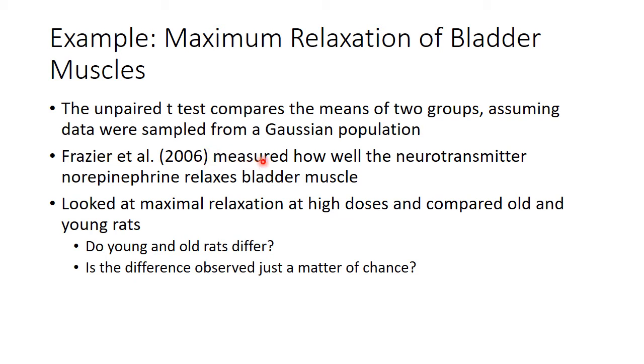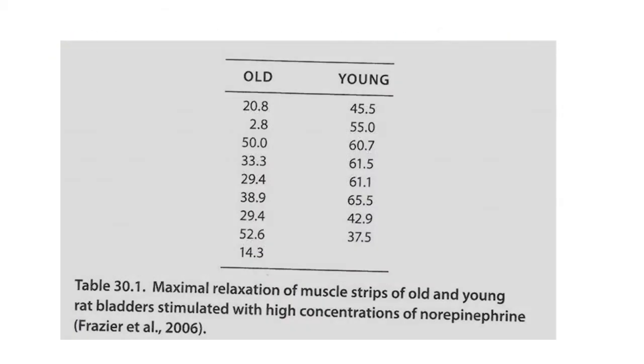where basically we're measuring how well the neurotransmitter norepinephrine relaxes bladder muscle. And so we can look at the maximal relaxation at high doses, and they can compare old versus young rats. And so the question is, do old versus young rats differ in the degree of relaxation that norepinephrine causes on the bladder muscle, or is the difference they observe between the rats just due to a matter of chance? So basically what they did is they compared the old rats, looking at the maximal relaxation of their bladder muscle, versus the young rats. They want to see, based on the means or the averages between these two groups, is there a statistically significant difference?